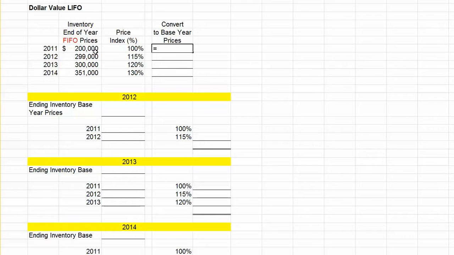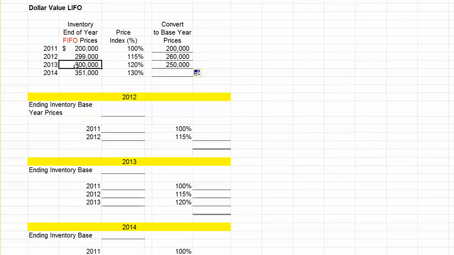Our first step is to convert FIFO dollar inventory values into a base year price. We do that by taking the FIFO value inventory and dividing it by the price index. In the base year, our index is 100%. If we have 15% inflation in the second year, the price index will be 115%. And of course, when we take our inventory value and divide it by the price index, we see that the $299,000 in inventory we have at today's prices would have been worth $260,000 back in 2012.